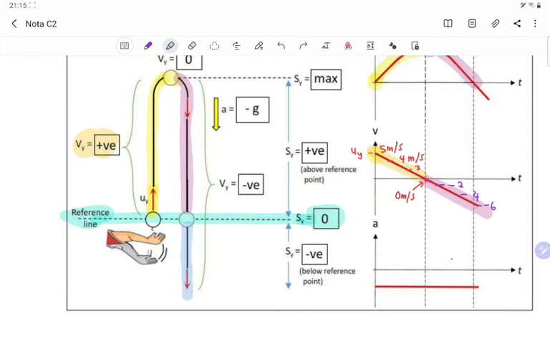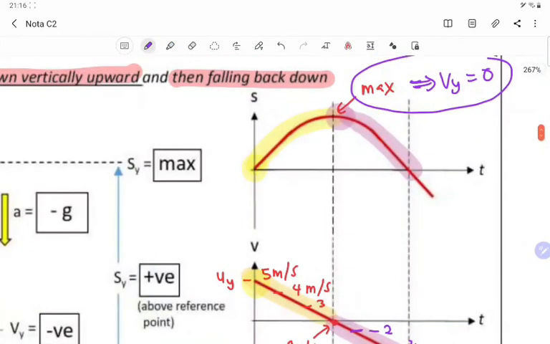So, now kita tengok what happen apabila contohnya bola tu dia terlepas daripada tangan orang yang baling ni, dia sambung turun ke bawah. Okay, so di sini kita nampak pergerakannya di bawah reference line. So, here is when S becomes negative. Okay, so awak tengok pada graph. Sini, dia turun ke bawah. Barulah nilai S dia negatif sebab dia lepas daripada reference line.